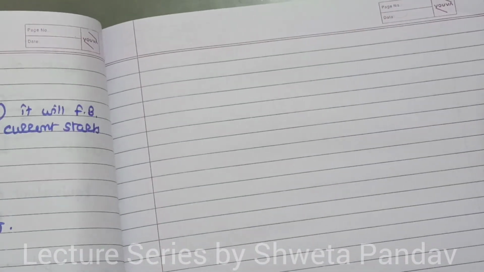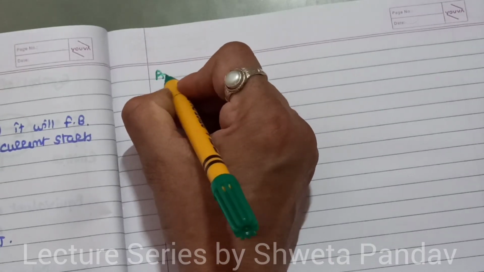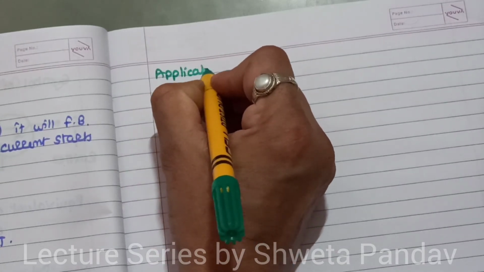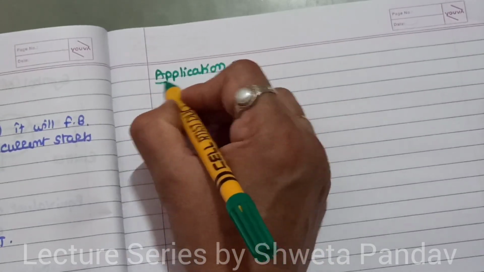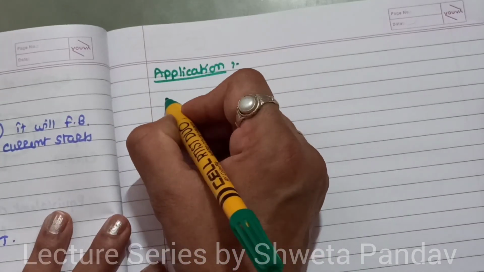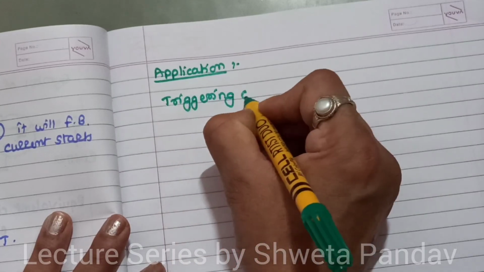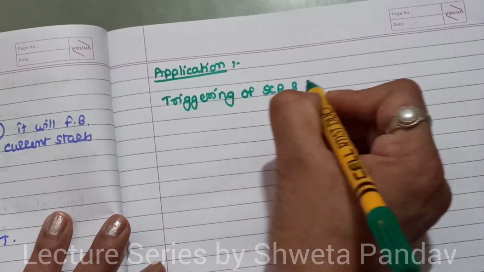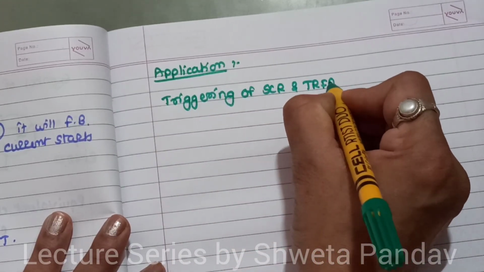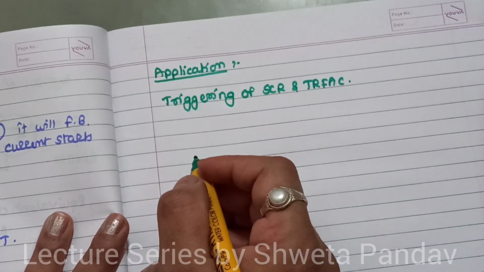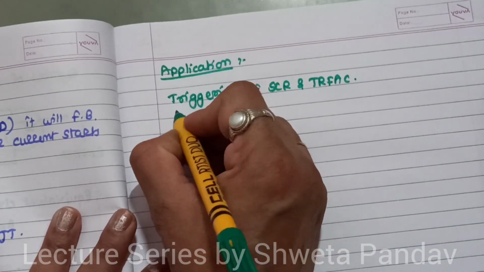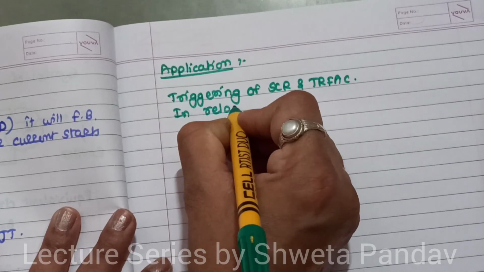Now let us see what are the applications of UJT. The very first application is that it is used to trigger the SCR or triac. This is used for the triggering of SCR and triac, and this UJT is also used in relaxation oscillator.